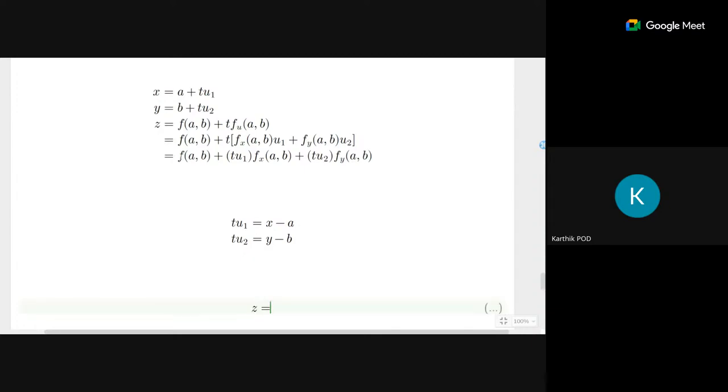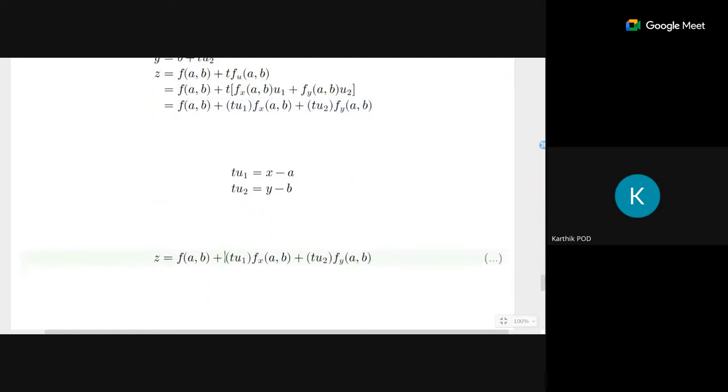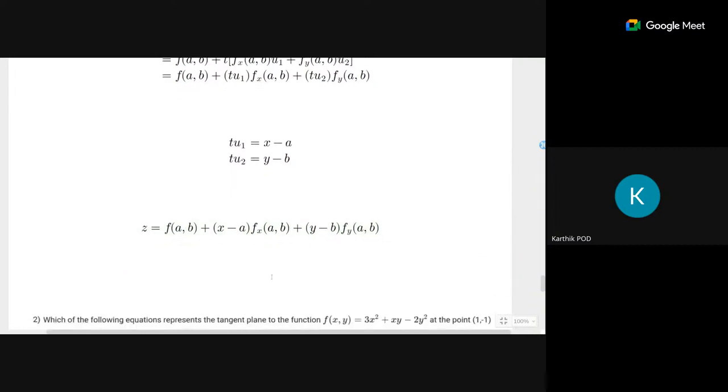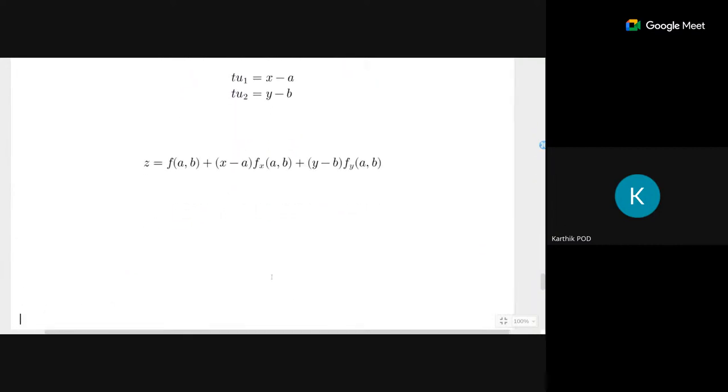So z is equal to what? f(a, b). This is what z is equal to, right? f(a, b) plus this whole thing. So in the place of t u1, I will put x minus a. In the place of t u2, I will put y minus b. Okay, what I end up with is the equation of a plane.